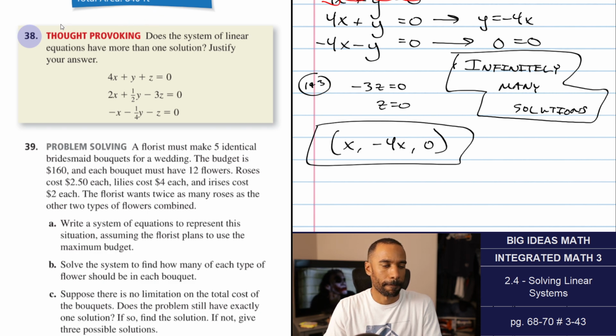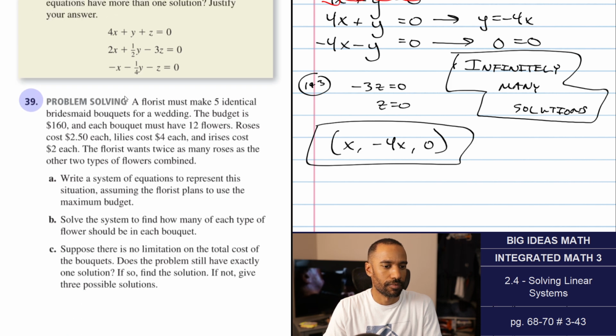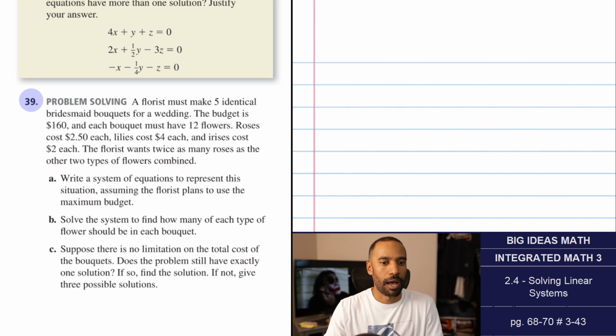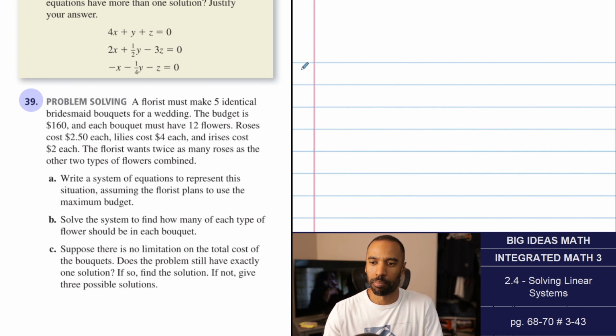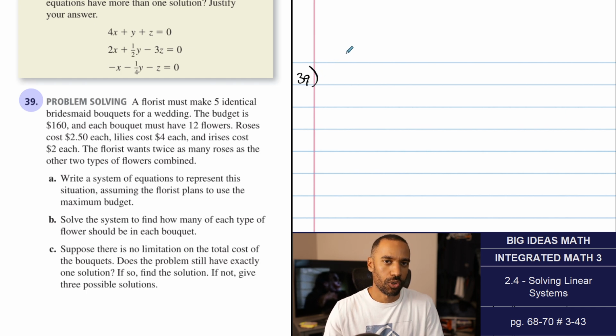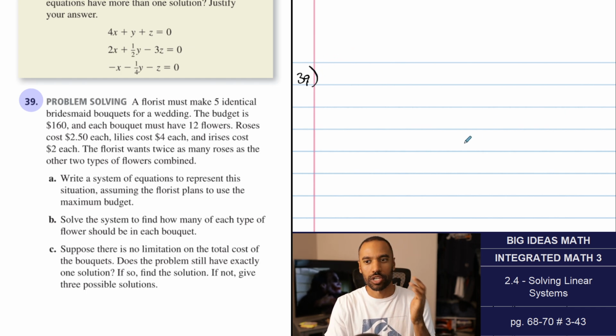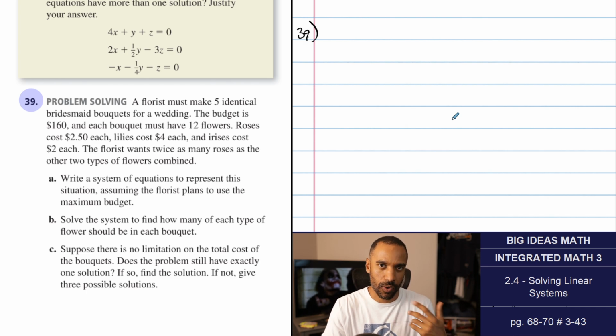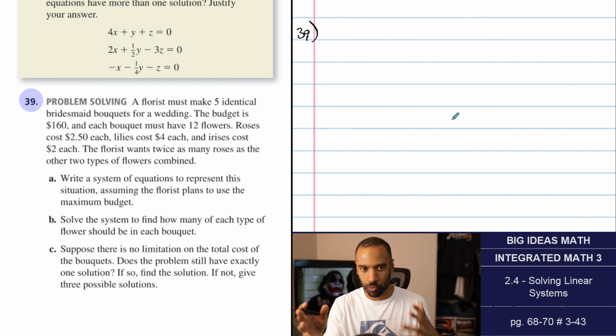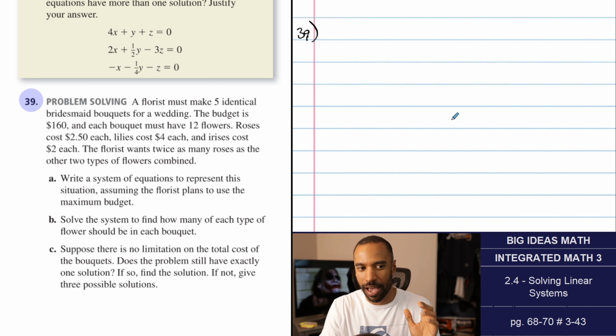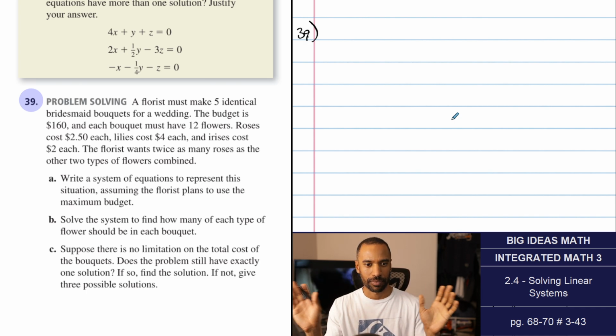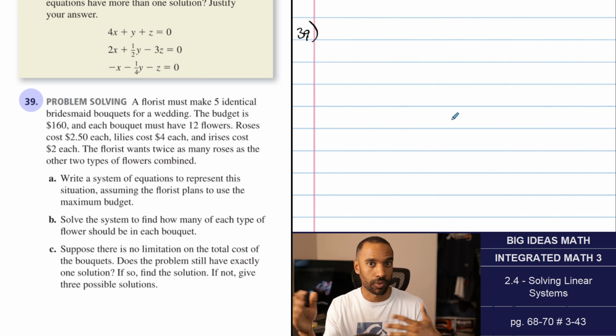Number 39, problem solving. 3 parts. A florist must make 5 identical bridesmaids bouquets for a wedding. By the way, if you have trouble with word problems, trust me, I process slowly the same way. That's why I pause after sentences and go, okay, what did I just read? So we're making 5 identical bridesmaids bouquets. Okay, I don't know what to do with that number yet. I don't know what the question is.